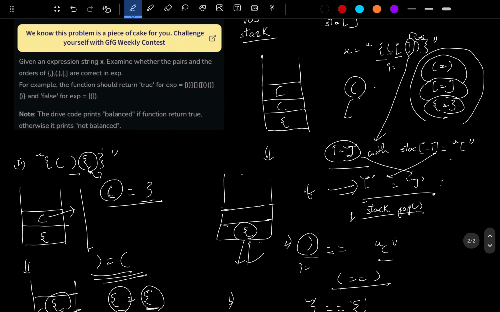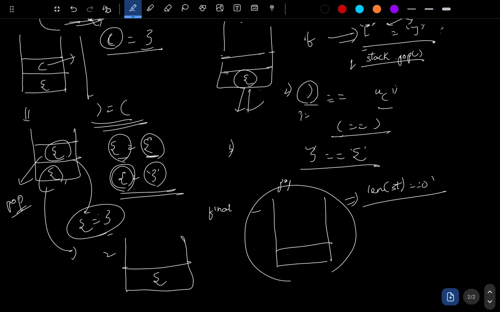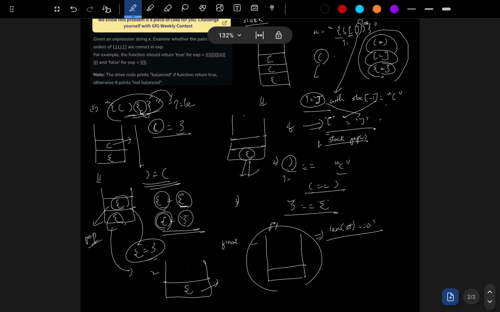Now what happened is that we ran out of the input string, i equals the length of the string, and the input is completed. But the stack is still not empty. Some element is there inside the stack. So we will return stack not empty, so not balanced.